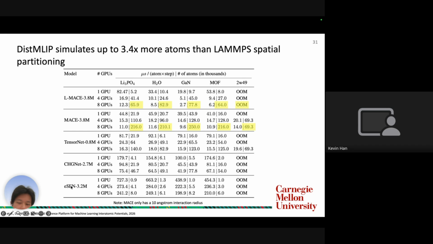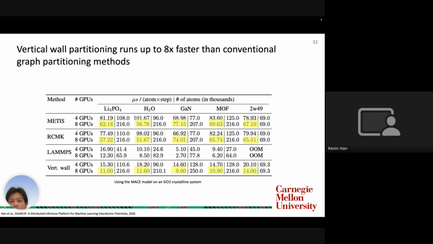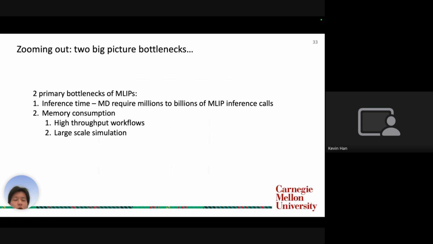And also, we have a new UMA implementation as well. Here are some numbers comparing. We just did vertical wall partitioning, as opposed to any fancier load balancing, or KD tree, or Voronoi cells, or any other kind of partitioning technique. And we show that even with very fast, low overhead partitioning, we can run a lot faster than some graph-based partitioning techniques that don't consider some of the spatial inductive biases that we can take advantage of. So that was the highlight of this MLIP work.